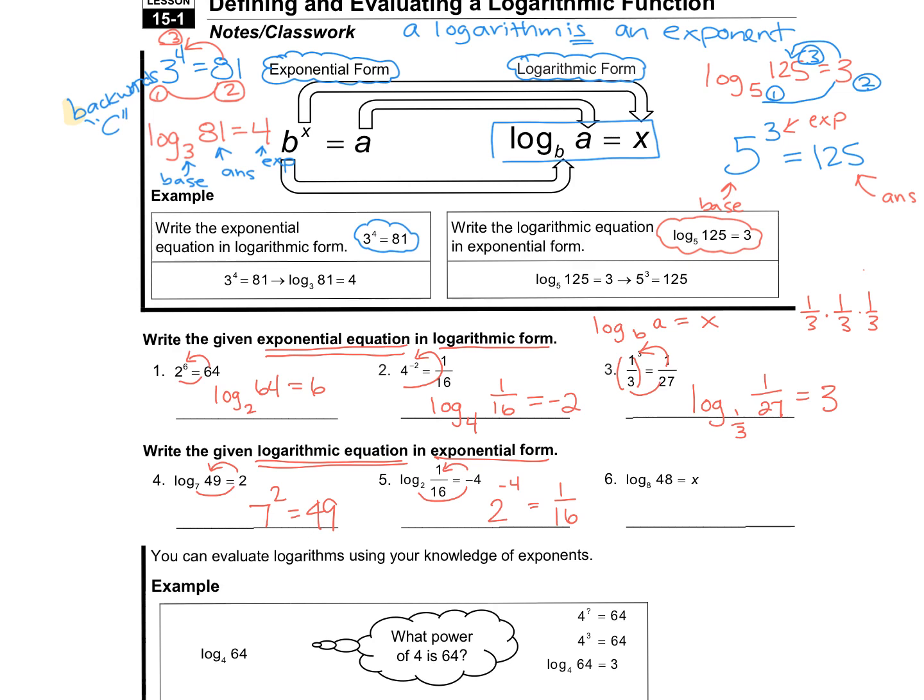So now let's take a look at number 6. So let's do our backward C, and I get 8 to the x equals 48. In this problem, I would need to find x, and that's something we're going to be learning how to do in future lessons. But this is me converting it to exponential form. So let's jump down here.